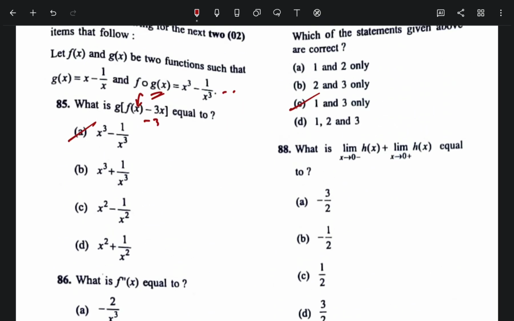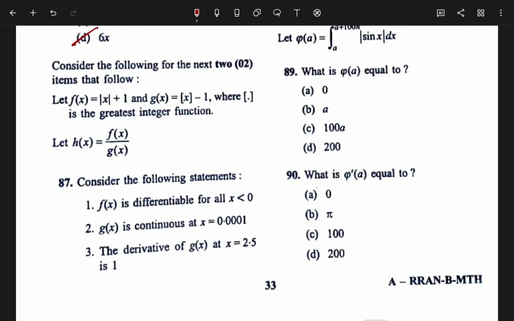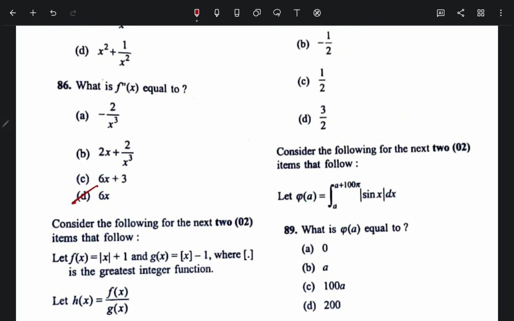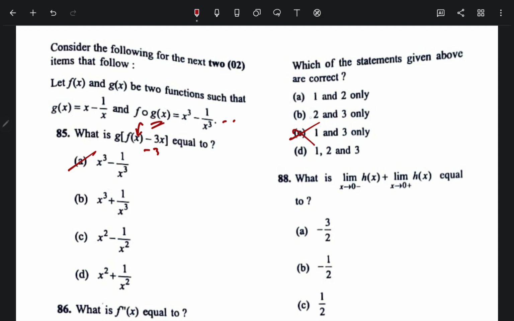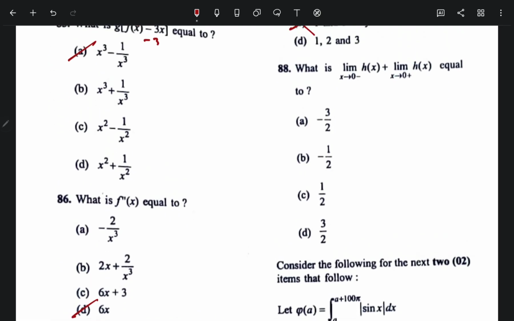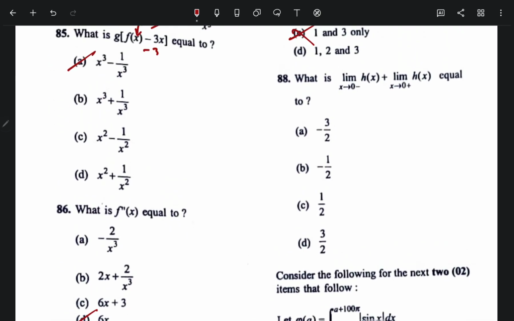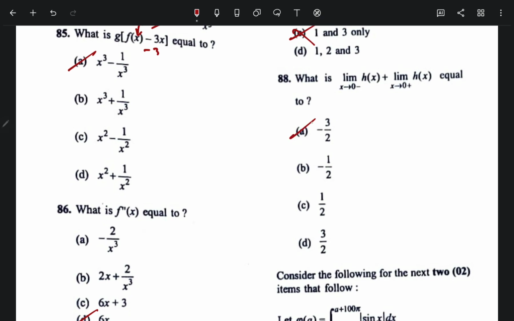So 1 and, sorry, these two are true and this is not true. In that case you have not 1 and 3, sorry, 1 and 2 only. A. So 88, you get A.